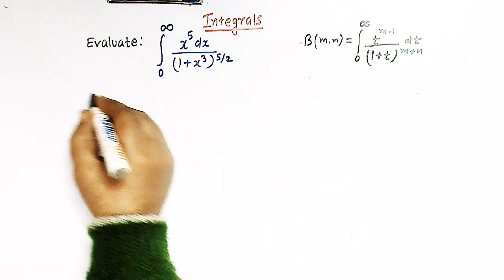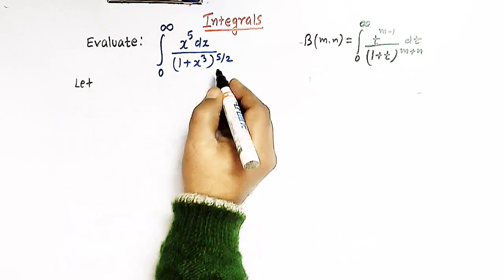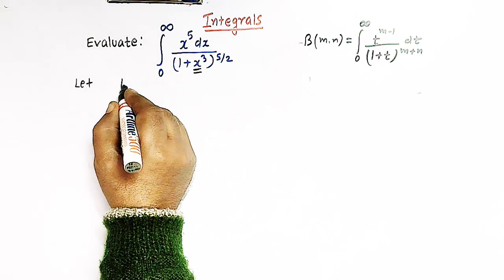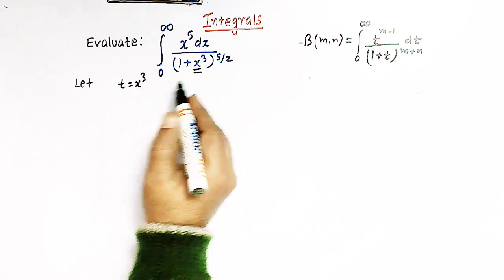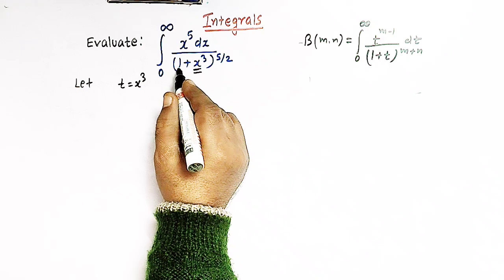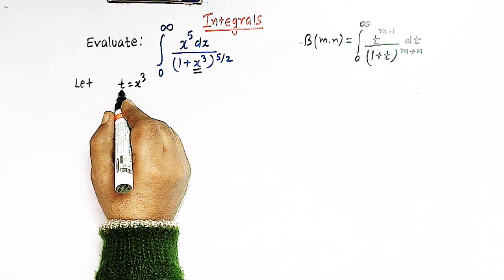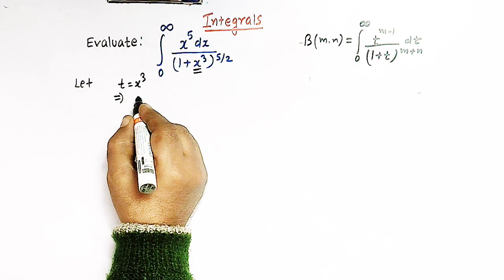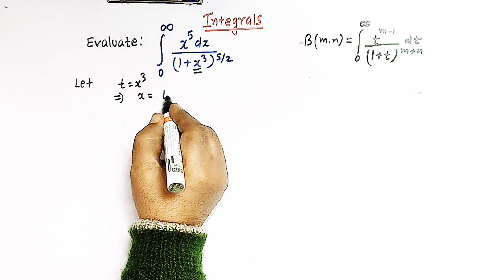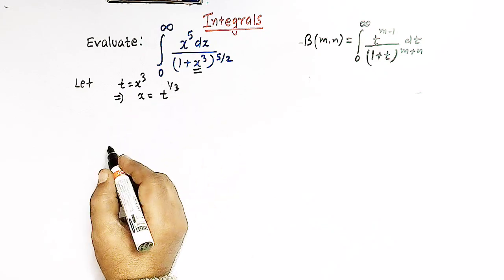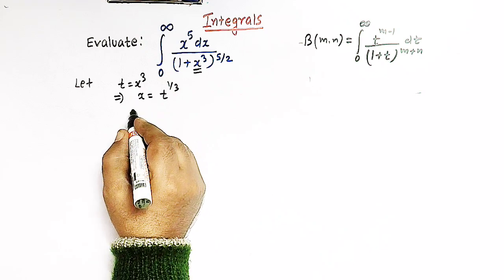So now let us first substitute t is equal to x cube, so that this term becomes 1 plus t raised to 5 over 2. So we'll take t is equal to x cube, and this implies that x is t raised to 1 over 3. So let us differentiate x with respect to t.